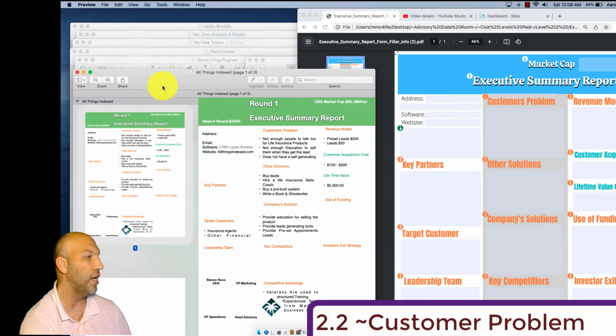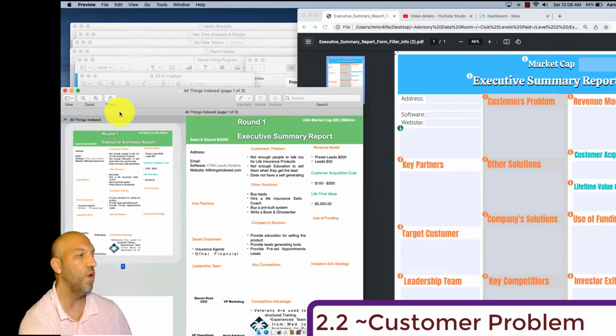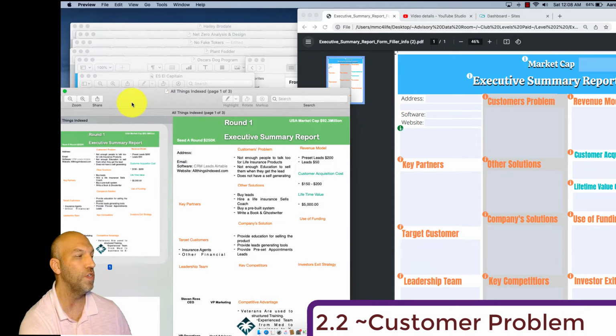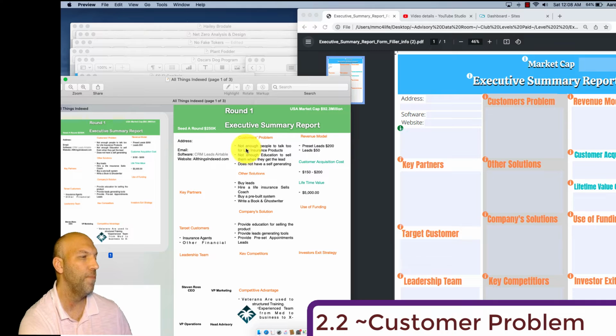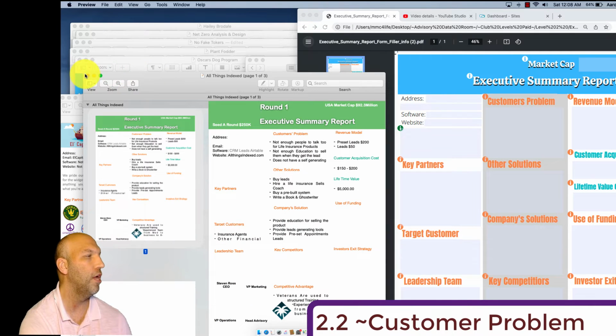Let's see. This one right here. What is this one? This one's a universal life insurance company that they were going to build a lead company so that they can have leads for insurance. Their customer's problem is not enough people to talk to for life insurance products. So they're building leads for life insurance companies. Not enough education to sell them when they get the lead, and then does not have a self-generating way to produce that. All right, so we had a really good idea for that one.